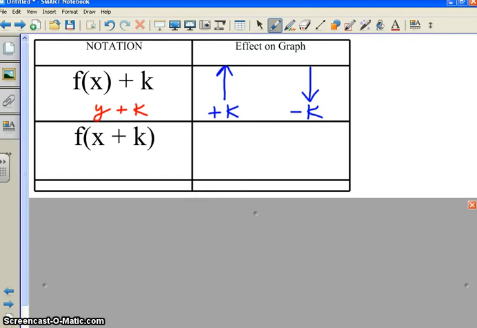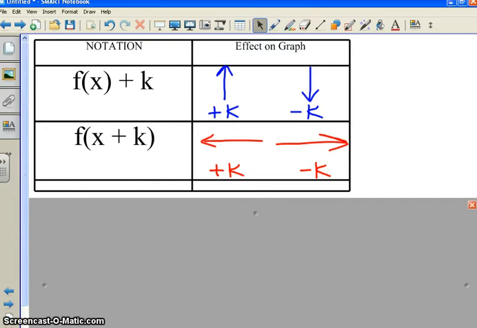The next notation that you investigated is not quite so straightforward, the f of x plus k. Now notice the k is not being added on to the y values of the entire function, it's just added on to our domains, or our x's. So when we add a number onto the x's, it actually shifts the graph to the left. And when we subtract a number from the x's, it shifts the graph to the right. It does the opposite of what we would expect it to do.